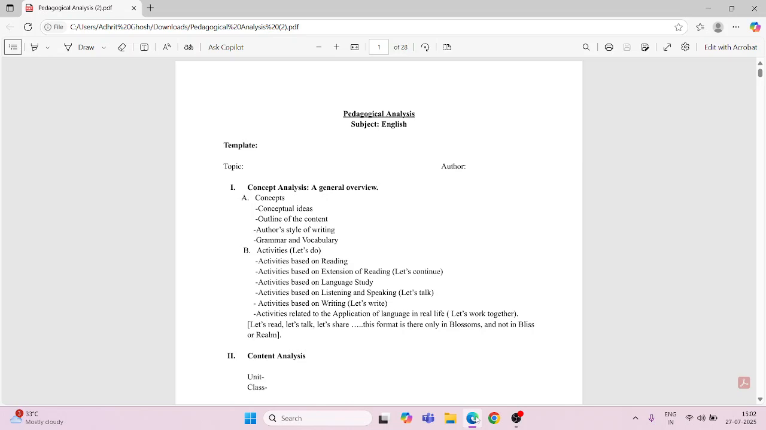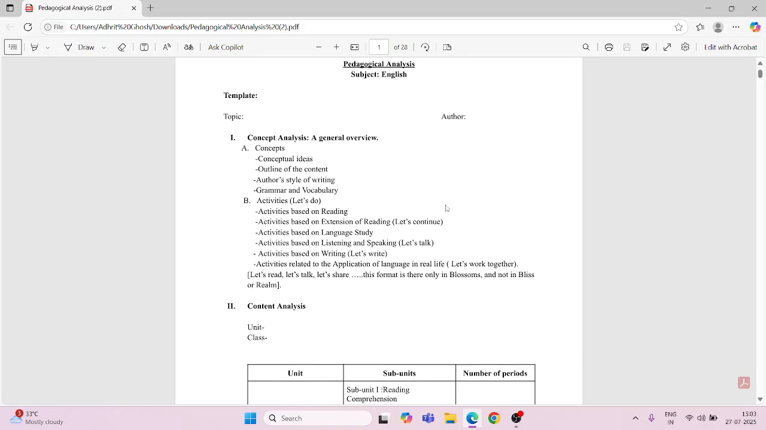So let me begin with the basic template. In pedagogical analysis, we begin by writing the topic or the name of the chapter and the name of the author. And then we first write the concept analysis. In case of other subjects, we usually see that the concept analysis is not there. They start directly with the content analysis. But in our subject, we start with the concept analysis.